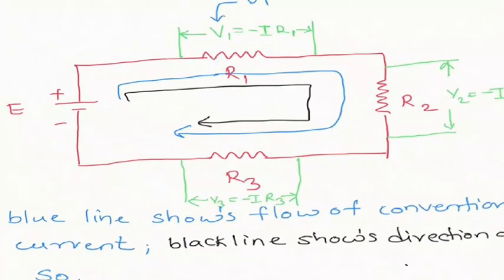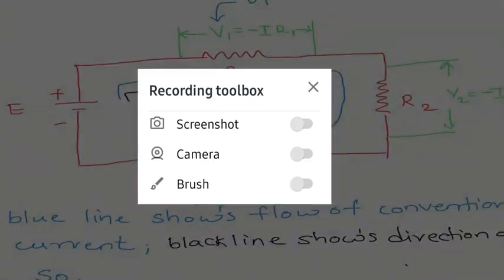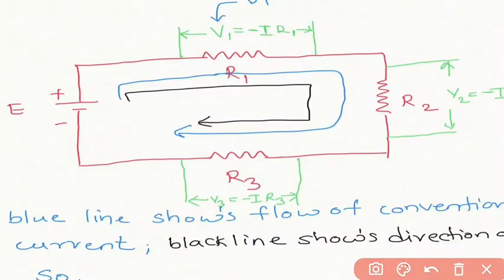This is our circuit diagram. Here a battery is there, and 3 resistors, R1, R2, R3. This blue arrow shows the conventional current flow, that is from positive to negative, and the black line shows the direction of your tracing, meaning where you are going to start tracing. I am going to start tracing from the battery, moving in this upward direction.